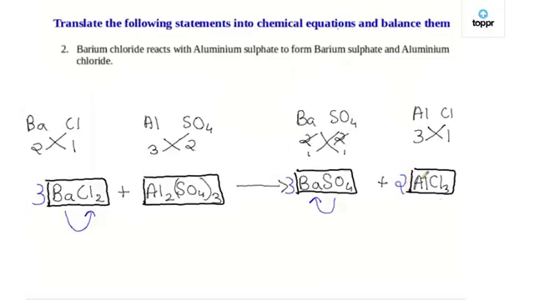Now chlorine has become balanced, but while I was balancing chlorine, aluminium got disturbed. Aluminium became 2. And when I check my left hand side, wow, aluminium is already 2. So aluminium is already balanced. Thus my entire balanced equation becomes 3BaCl2 plus Al2(SO4)3 gives 3BaSO4 plus 2AlCl3.